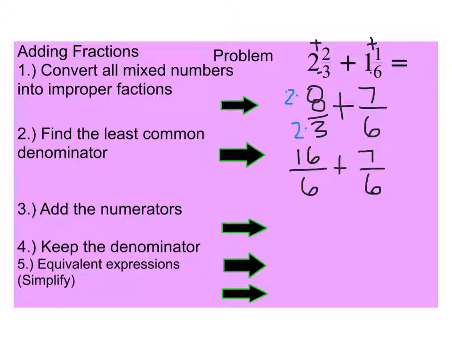Sometimes you can find a least common denominator by only multiplying one of the fractions. Sometimes you're going to have to multiply both of the fractions by different numbers so that you get that common denominator. Our next step is to add the numerators.